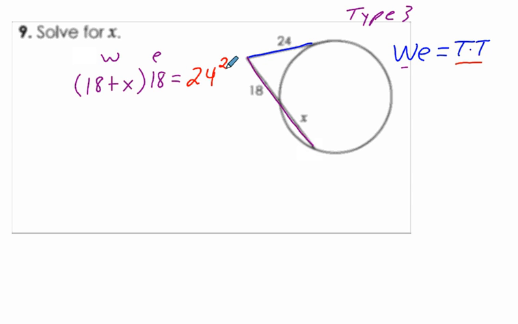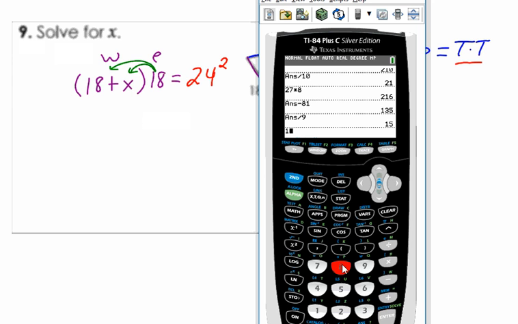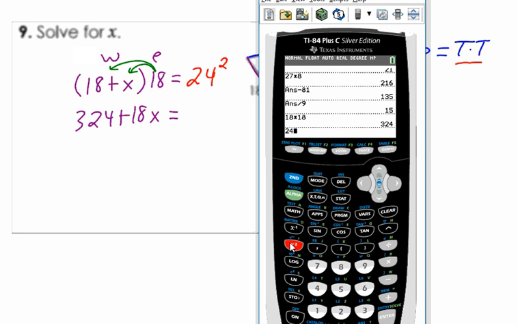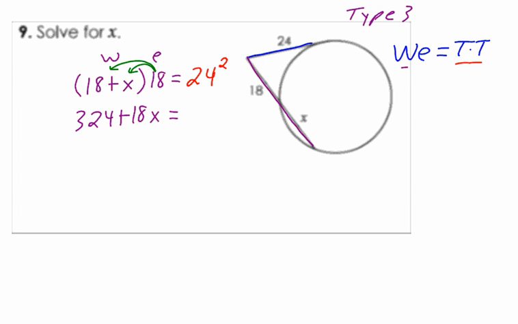All right, so now we're going to do like we did before. We're going to distribute my 18 over here. And I'm going to go ahead and square that 24 on the right. So 18 times 18, I can't do that in my head very quickly, so I'm going to do it on the calculator. 18 times 18, I get 324 plus 18x when I distribute the 18 equals 24 squared, or 24 times 24. I get 576 on the right side. Okay? And that's essentially this problem.